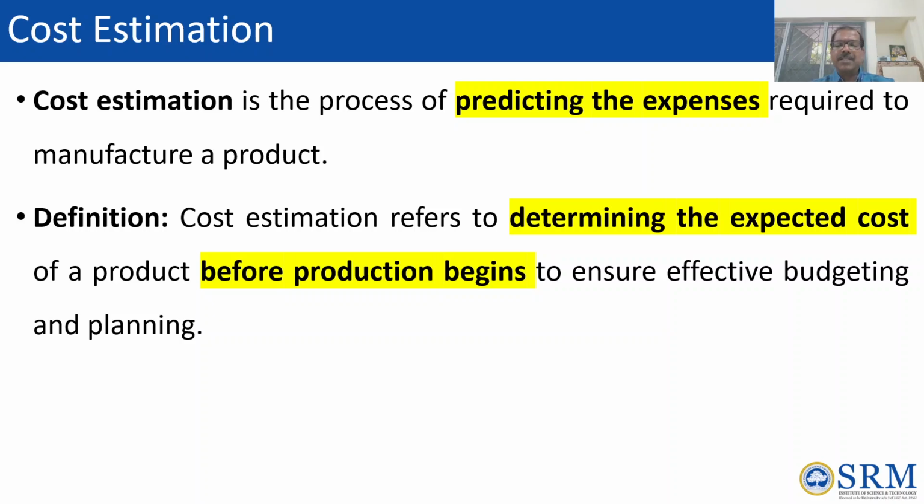As the definition says, cost estimation refers to determining the expected cost of a product before production begins. So before we start the production, we need to forecast or determine the expected cost for that particular product making. What for? In order to ensure effective budgeting and planning.